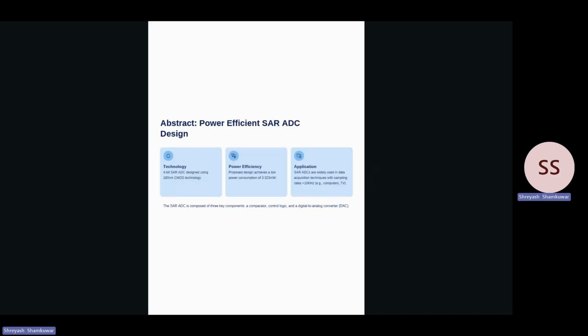The main functional blocks of a SAR ADC include a comparator, control logic, and a DAC. The aim was to design and verify these blocks individually, optimize them for power, and then integrate them into an efficient system.